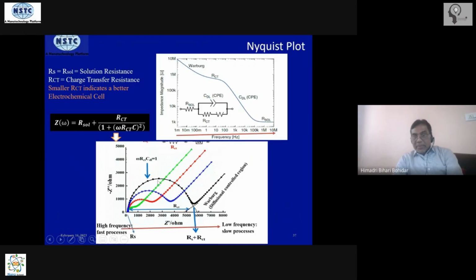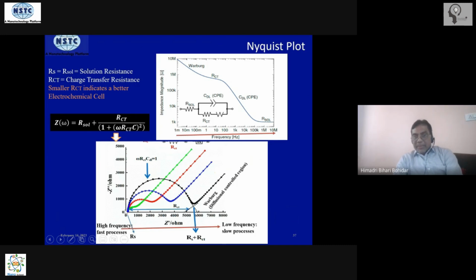Now follow the semicircle, and where it hits the x-axis is your RCT value, or charge transfer resistance value, but RS is sitting here already. So this is RS, R solution, plus the charge transfer resistance, RS plus RCT. Beyond this, there will be a straight line. This is a completely resistive region. Now, when you plot this, it is implicitly understood that you are going from high frequency to low frequency measurement.